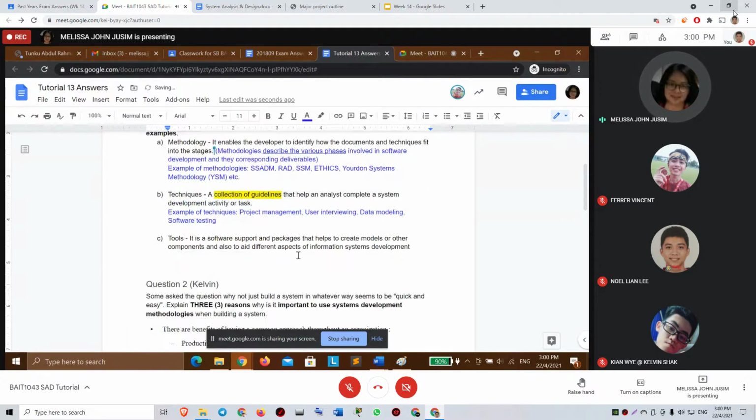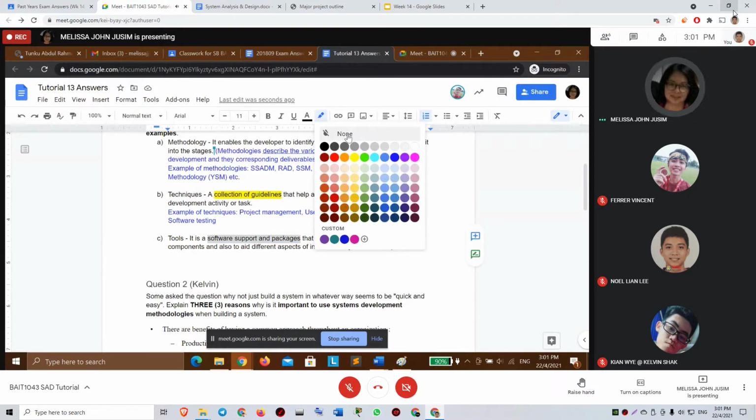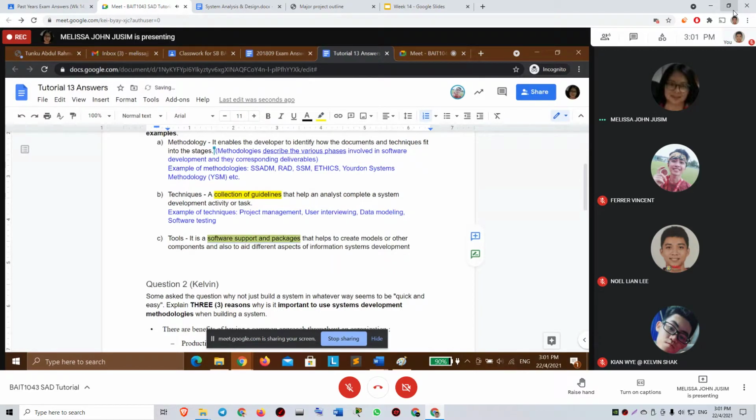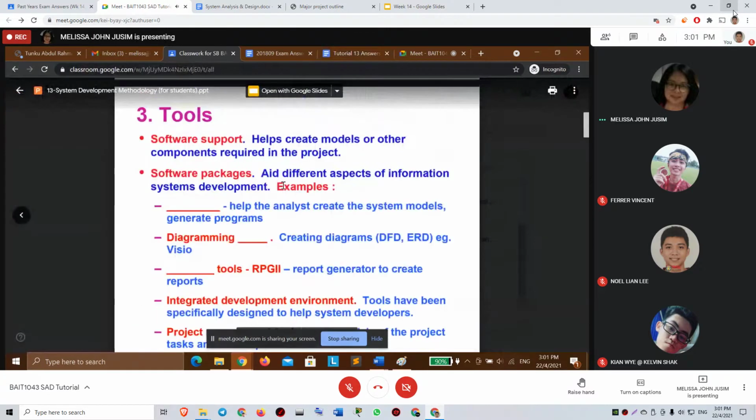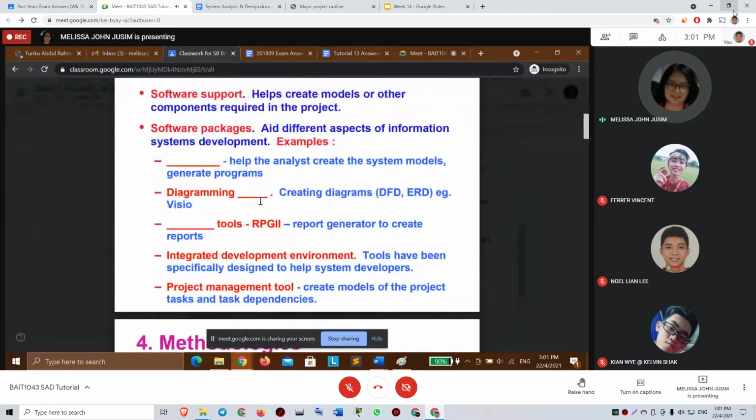Okay, and for tools, tools would be the software. Should be the software, support, and the packages. So what example do we have? Example of tools. Let's see. There are a lot here.